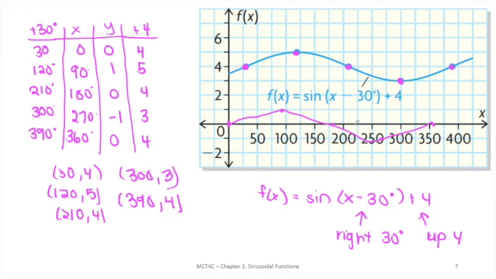Okay, this scale is actually not great. It's from the textbook, so that's why I didn't change it.